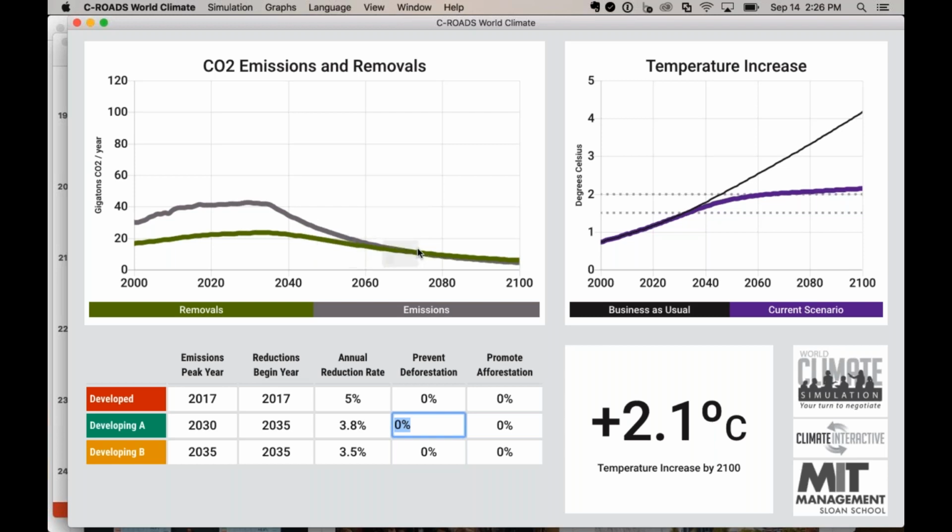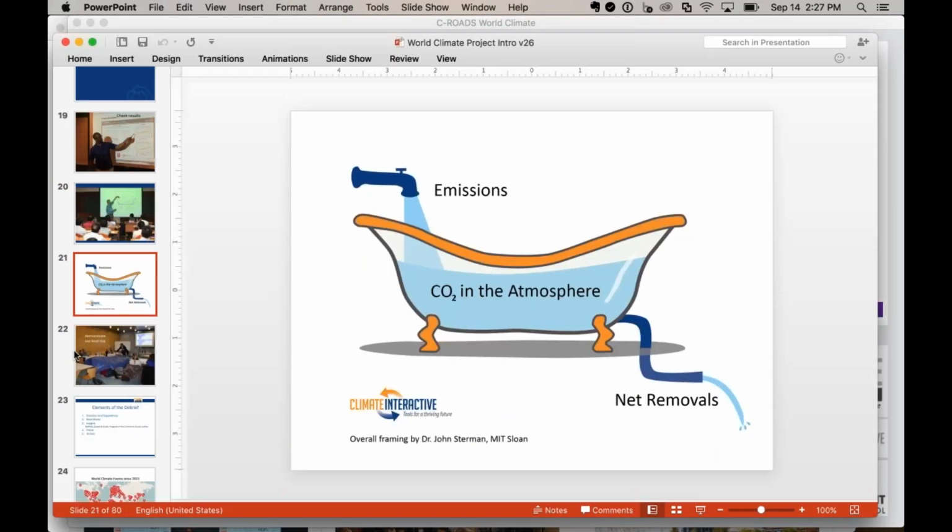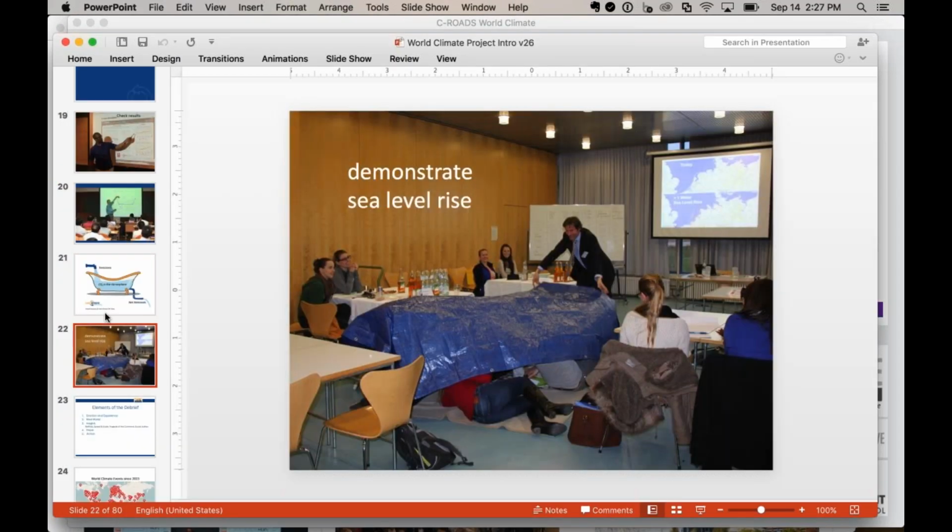That's because, and you can see these lines are meeting, the steady rise of temperature is beginning to level off because the amount of emissions is becoming equivalent to the amount of removals. And that's really the heart of addressing climate change, is making those emissions and removals come into balance, or come into being more equal.